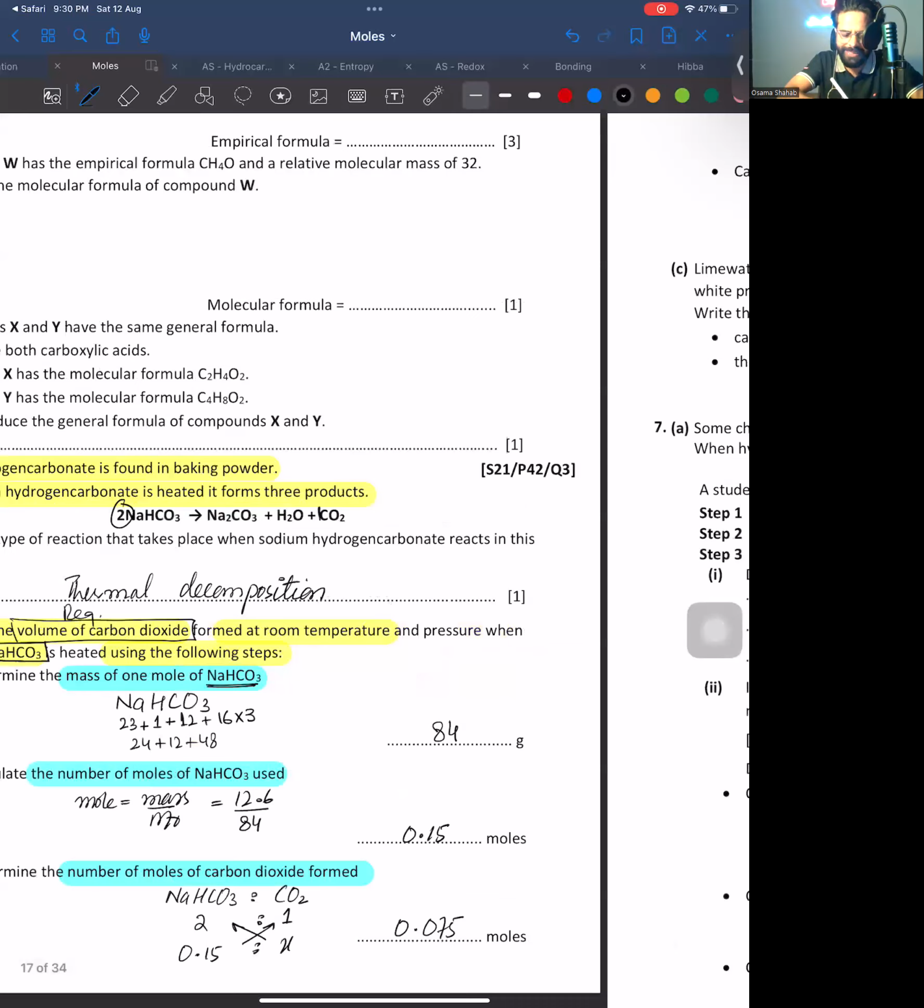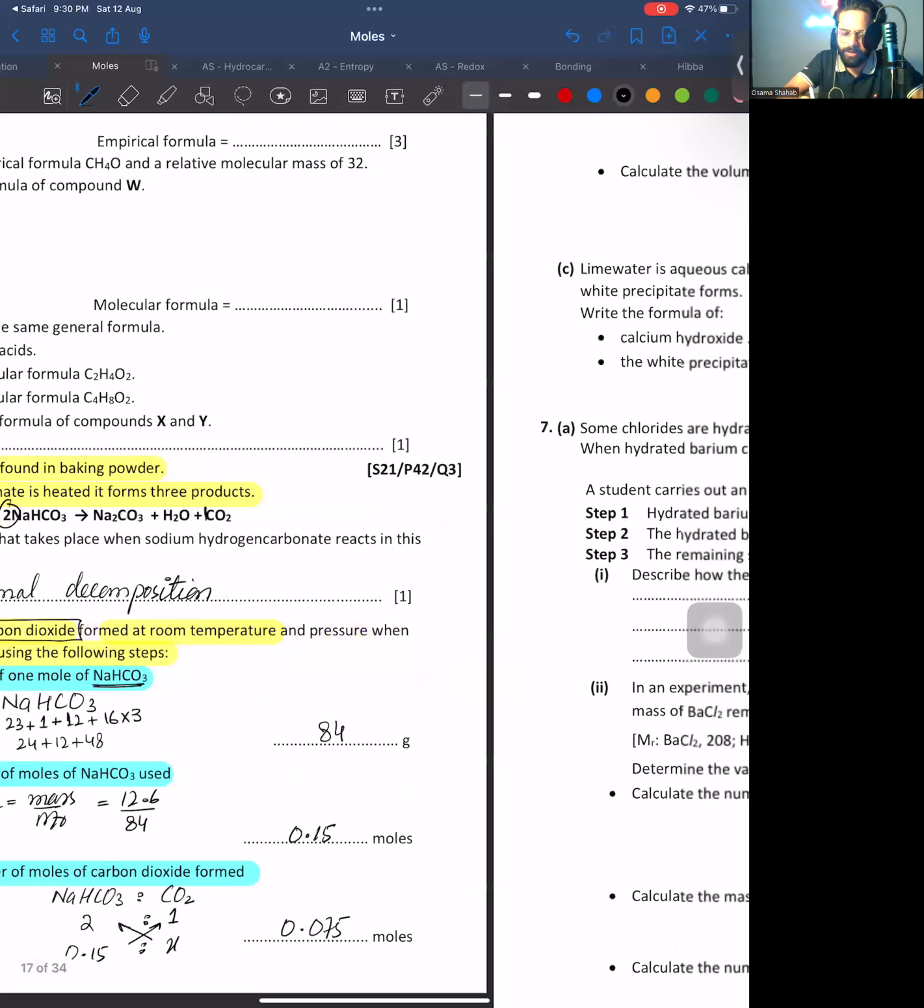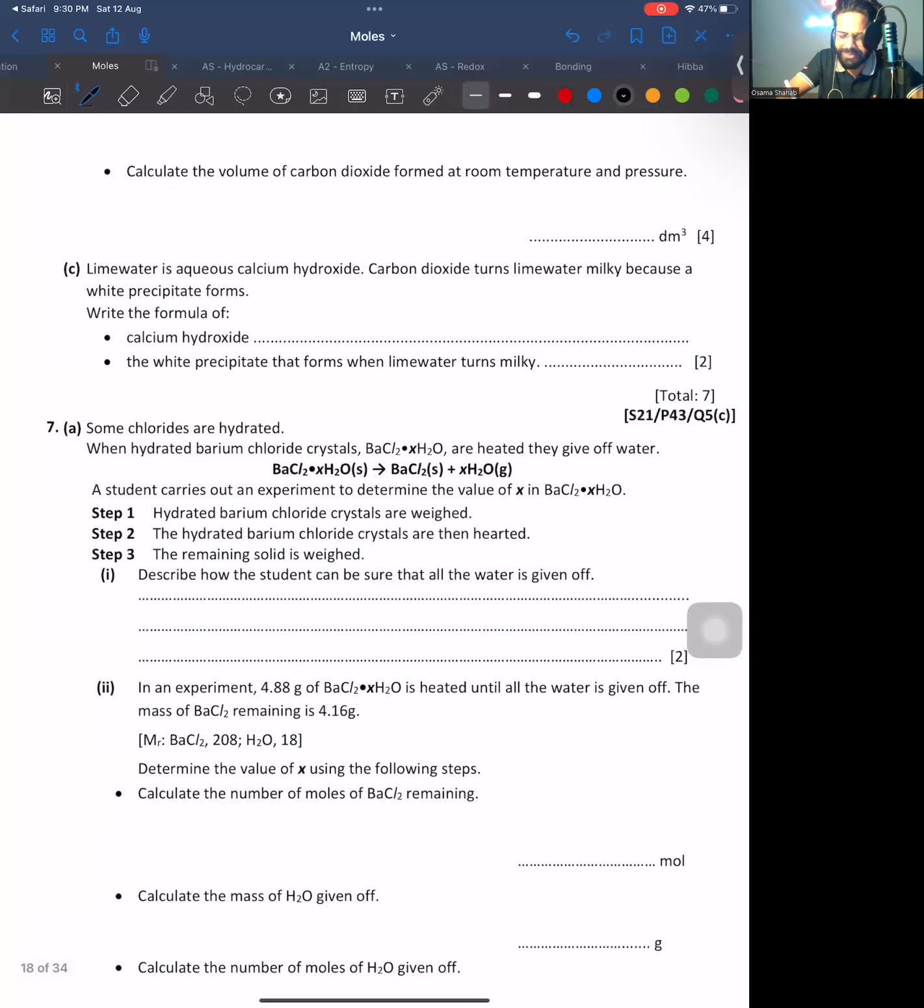Then the next part is saying calculate the volume of carbon dioxide at room temperature and pressure. You can see they are asking for the volume in decimeter cube. So we know that if we want to find the volume of any gas in decimeter cube, we must multiply the moles of the gas with 24. Right now we have 0.075, so we need to multiply it with 24. What should be the answer of this, bacho? 1.8 decimeter cube.